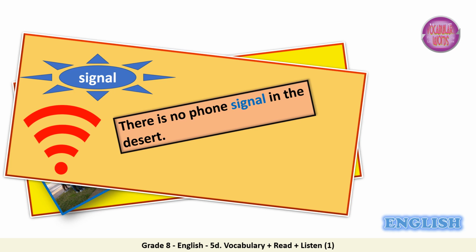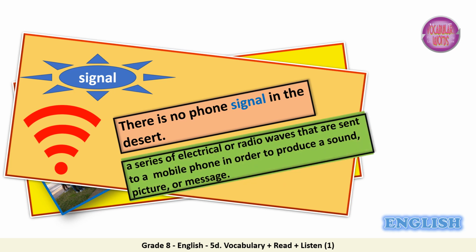Signal. There is no phone signal in the desert. So, signal means a series of electrical or radio waves that are sent to a mobile phone in order to produce a sound, picture, or message.